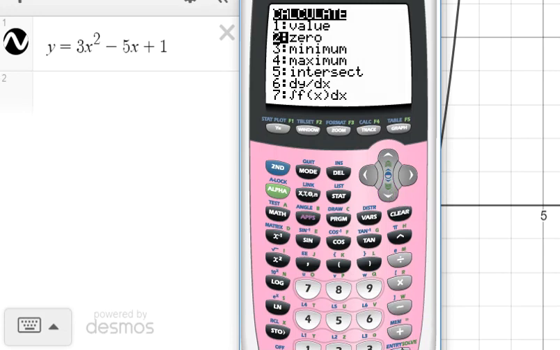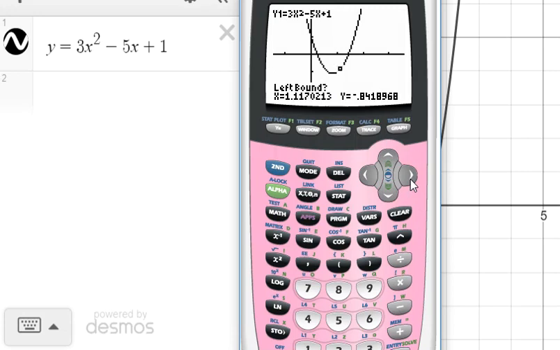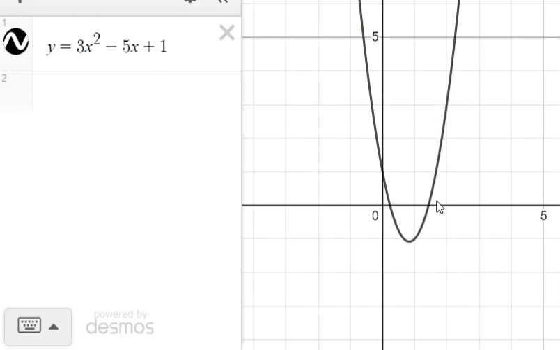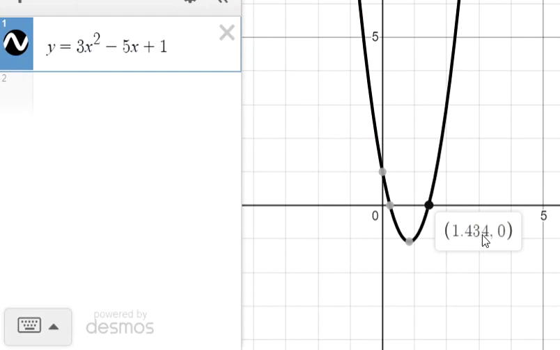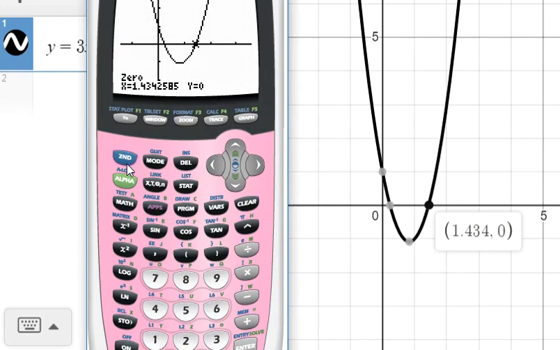Now, the zeros, it asks you for what's called a left bound first. When I want a left bound, I want to be left of the 0. See how I have a 0 right there, or an x-intercept right there? I want a left bound, and then we're going to shimmy above it to get a right bound, because now my x-coordinate is right of it. And then one more time for good luck. So 1.434. Okay.